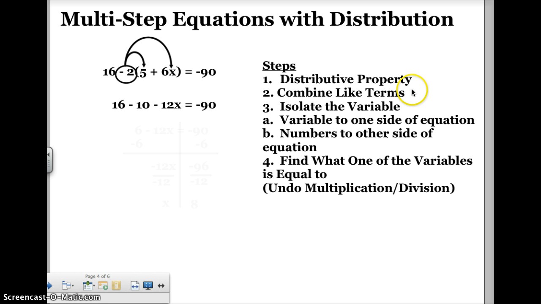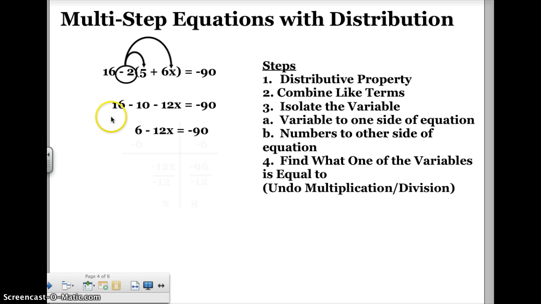Step 2 says combine like terms. Now on the right side of the equation, I just have a negative 90. So there's nothing I can really combine on the right side of the equation. But on the left side of the equation, I have 16, negative 10, and negative 12x. I'm going to combine the 16 and the negative 10 because they are both numbers. Well, 16 and negative 10 make 6, so I'm going to be left with 6 minus 12x equals negative 90.